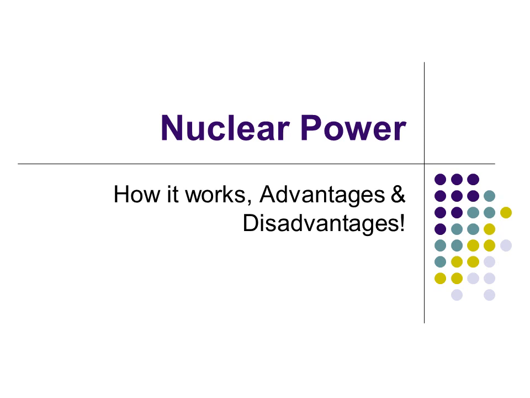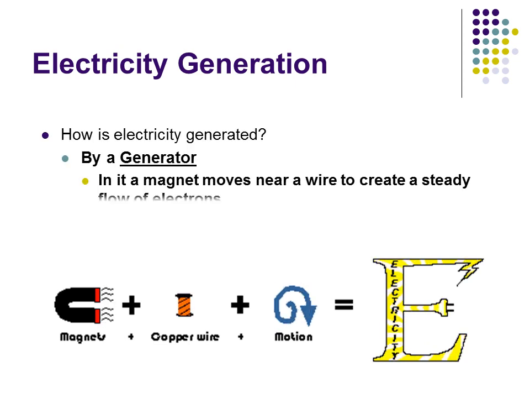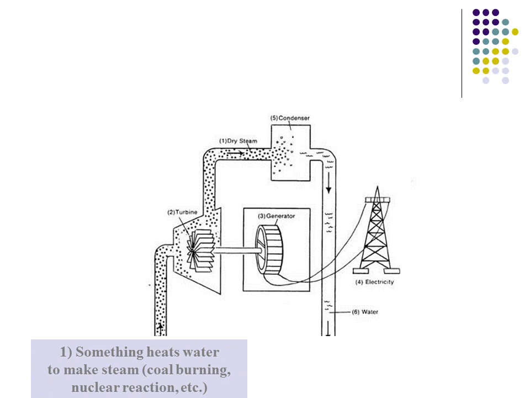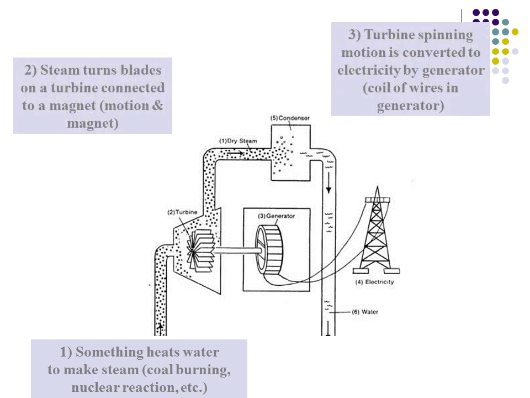Nuclear power. Let's start first with how a nuclear power plant works. Remember, to generate electricity, you need to move a magnet in a coil of wires to create electricity. And so in a nuclear power plant, a process called fission, F-I-S-S-I-O-N, produces a lot of energy, a lot of heat. That heat heats the water to make steam, to move a magnet in a coil of wires to create electricity.